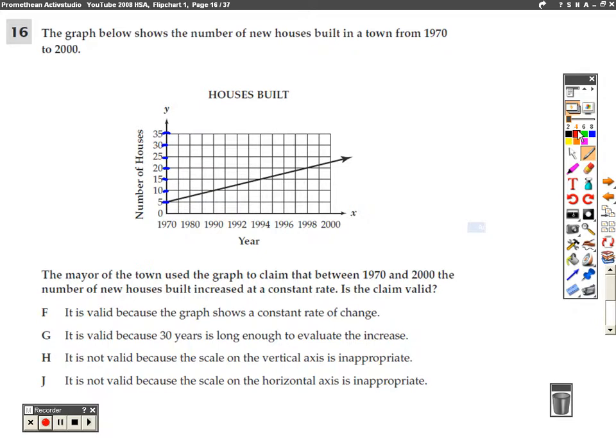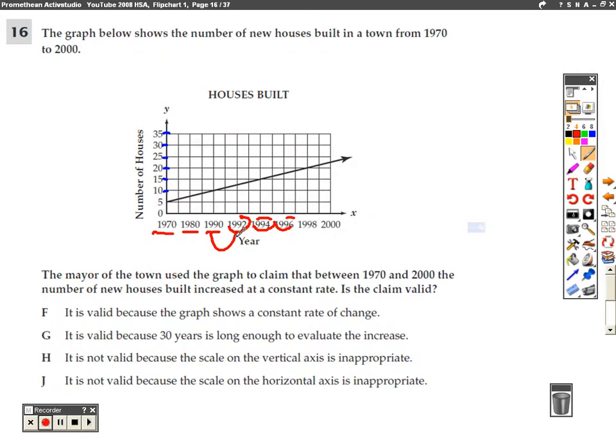However, if we look along the x-axis, it starts out by 10. So we see 1970, 1980, let's try that again. If we look at the scale, we see 1970, 1980, 1990, and then look what happens. All of a sudden, we go to 1992, 94, 96. So there's an inconsistency. We were counting by 10s, and now all of a sudden we're counting by 2s.